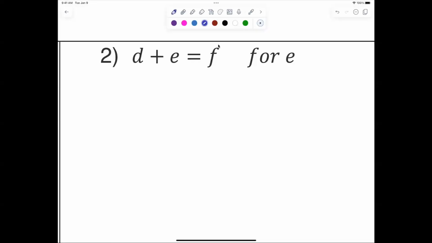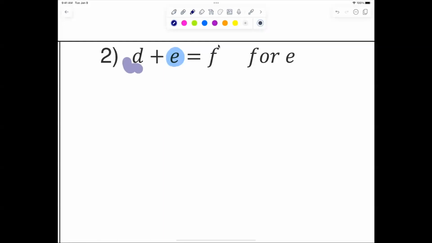Okay, so for question number 2, solving literal equations. What I'd like everybody to do is highlight or underline E, because that's what we're solving for. When somebody says solve for E, that just means you're isolating the E, like it was X. So what is in the way here?